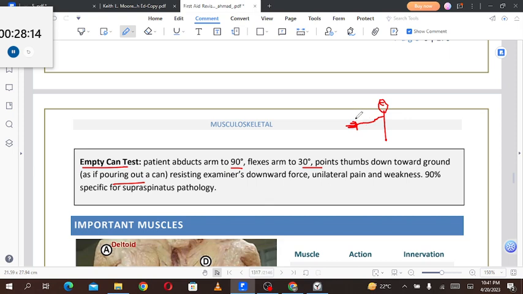So 90 degree abduction and then 30 degree flexion, moving the arm 30 degrees forward, and then moving the hand or thumb downwards, that is the empty can test, resisting the examiner's downward force. Now the examiner is pushing downward and that man of ours is resisting. So unilateral pain and weakness will be there in the case of tendinitis, 90% specific for supraspinatus pathology.